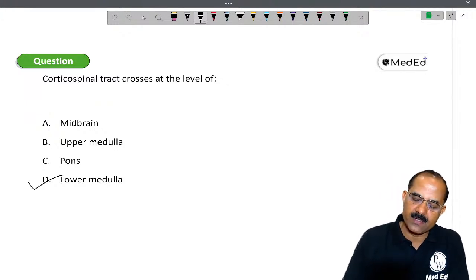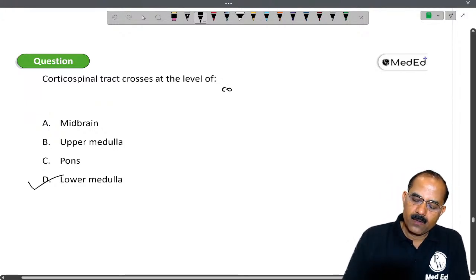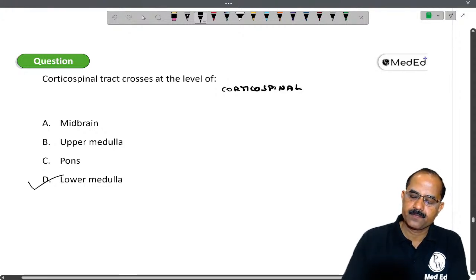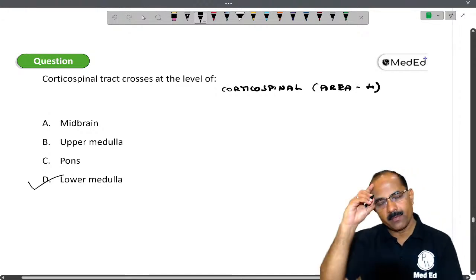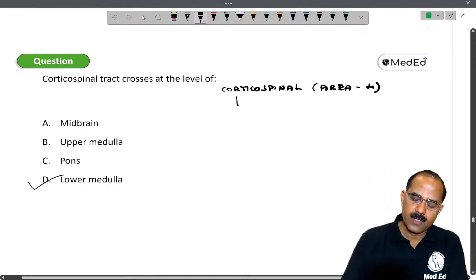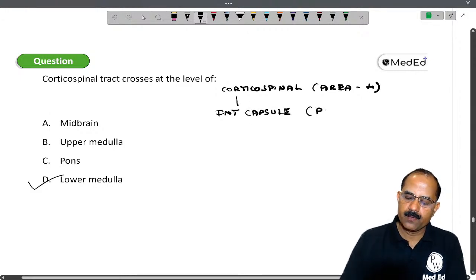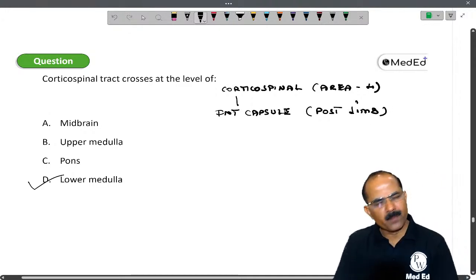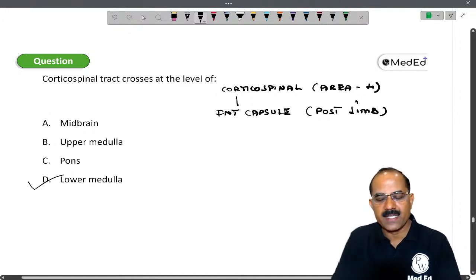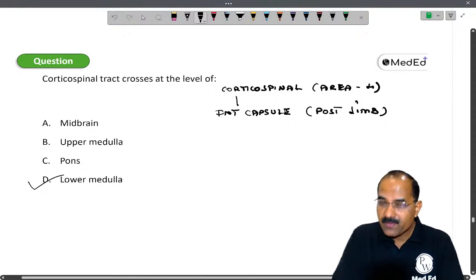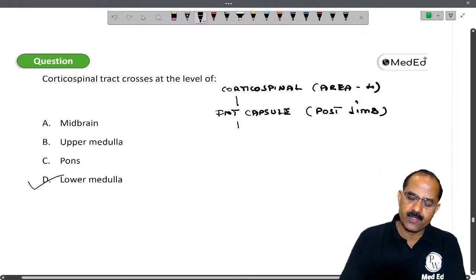Okay, just have a look at this. Corticospinal tracts. Area number 4. They begin from area number 4. They come in the internal capsule. Which limb? Posterior. ये बहुत important MCQ है. Corticospinal tracts present in which part of the internal capsule? That's the posterior limb of internal capsule.